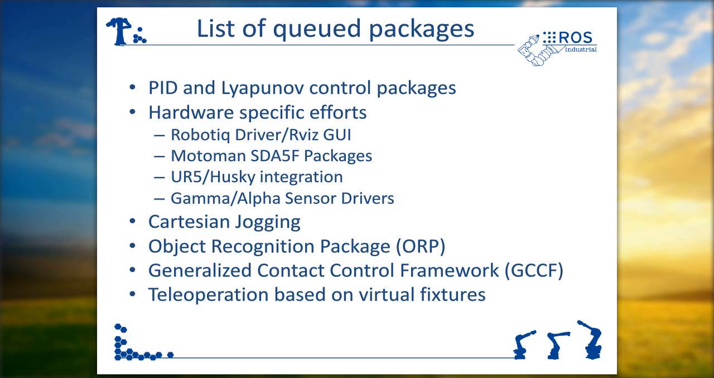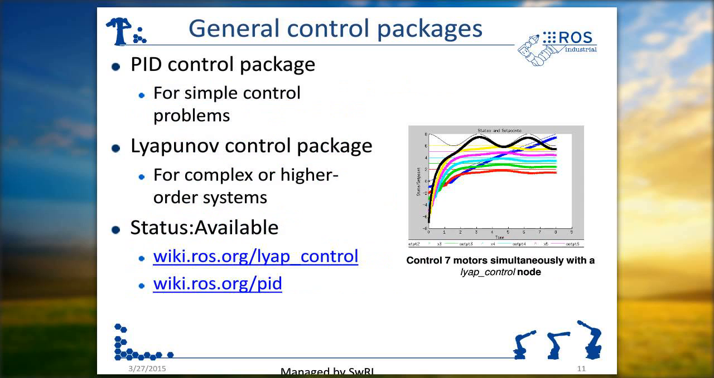Cartesian jogging and teleoperation is something that still exists in Los Alamos that doesn't in a lot of industries, so we had to work on that. And I'll spend a little bit more time talking about the upcoming object recognition packages, generalized contact control frameworks, and some teleoperation based on virtual networks.